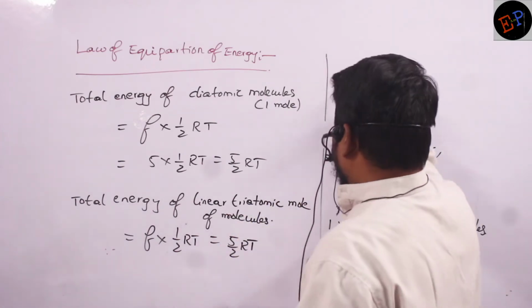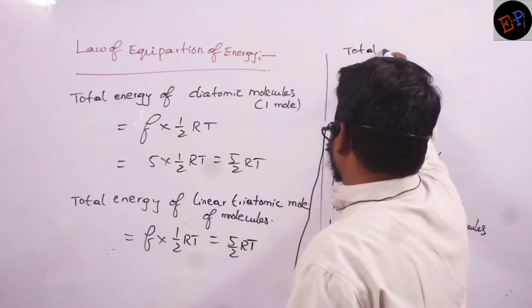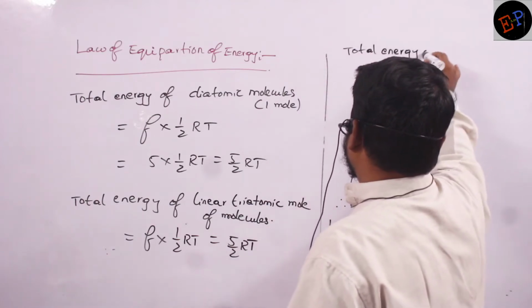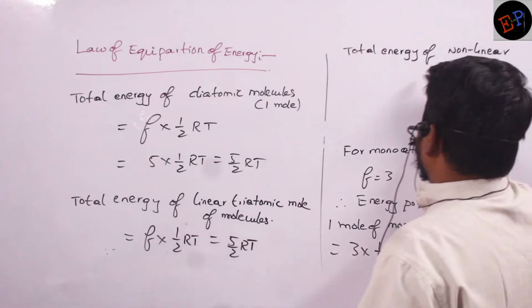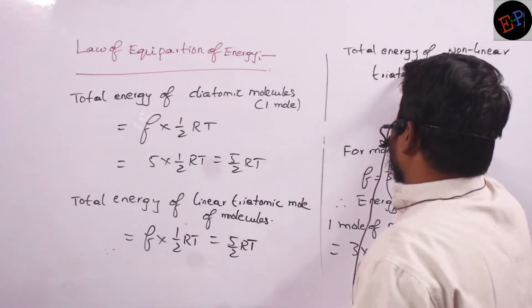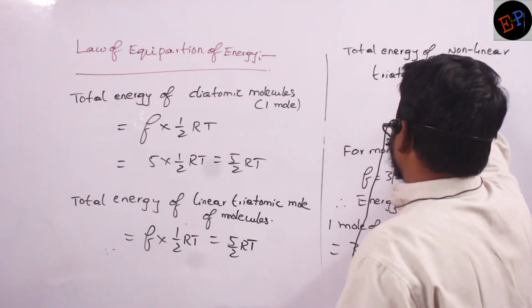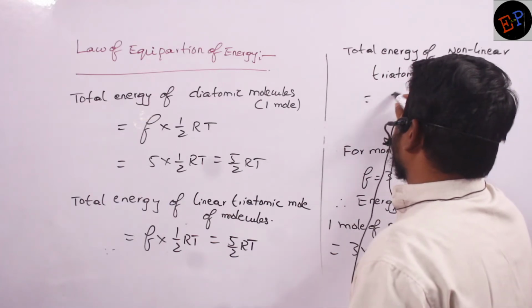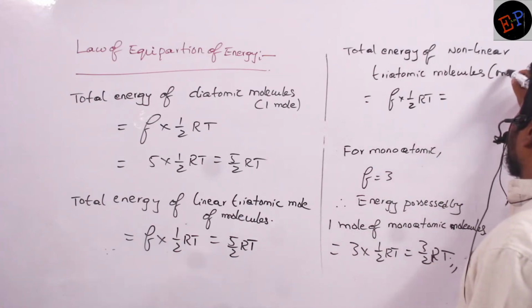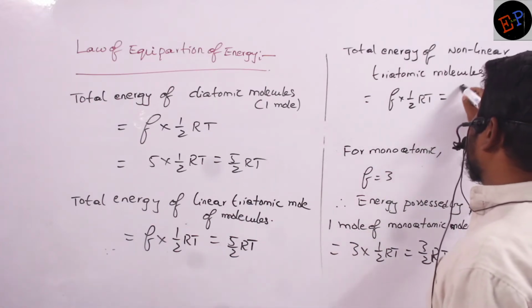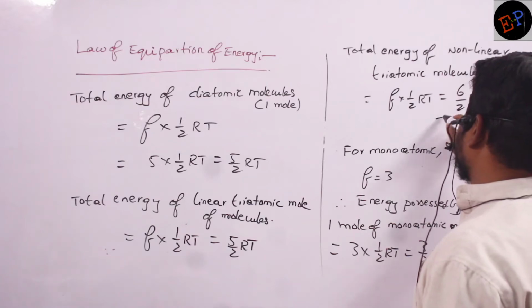Okay? So therefore, the total energy of non-linear triatomic molecules is how much? It is F into half RT. This is also for 1 mole of molecules. So 6 by 2 RT, which is equal to 3 RT.